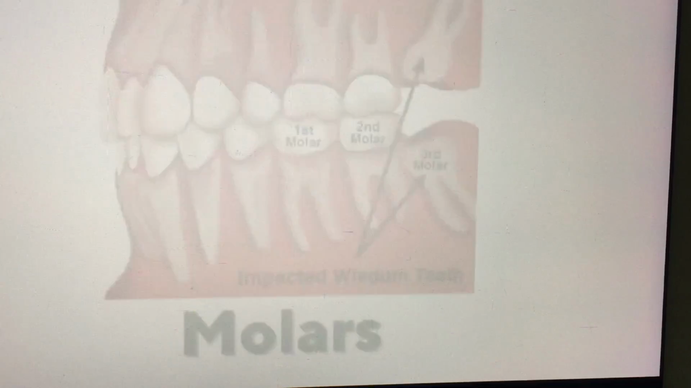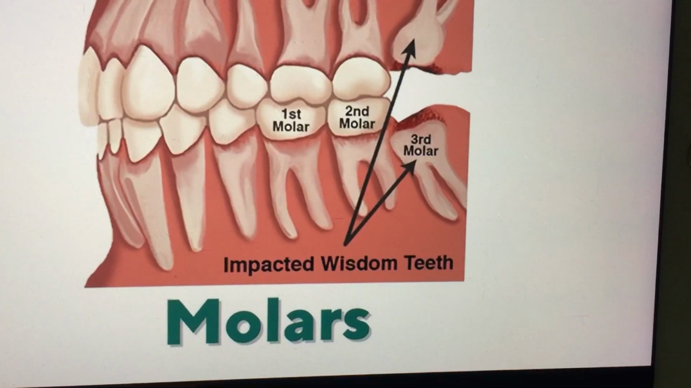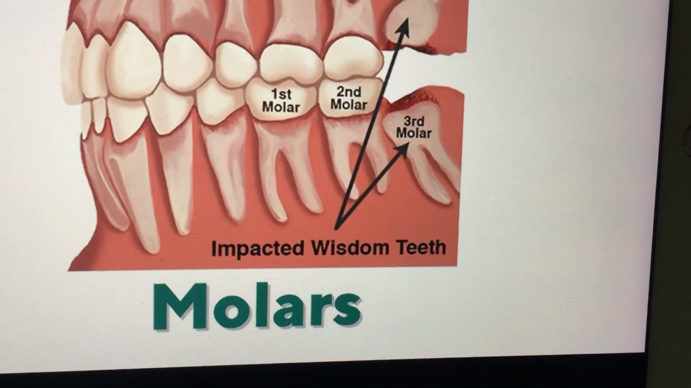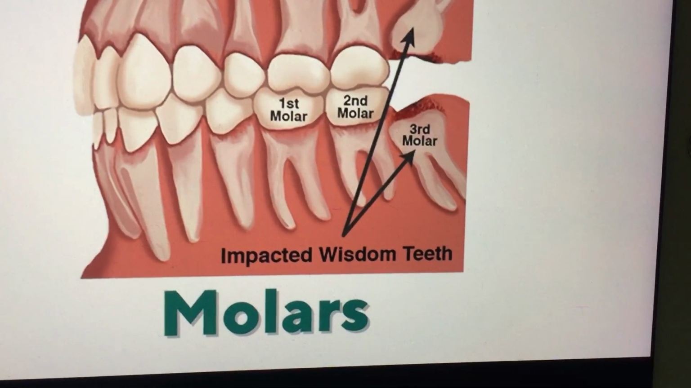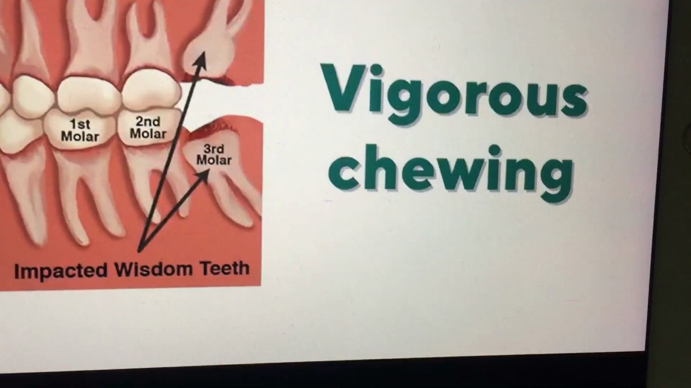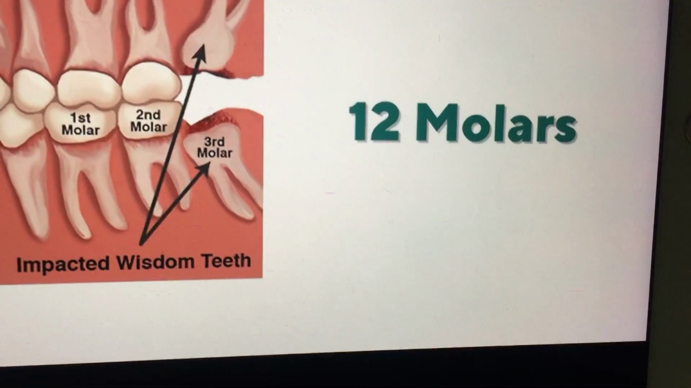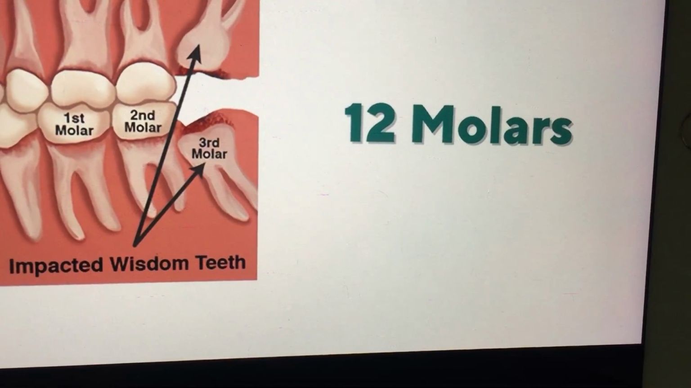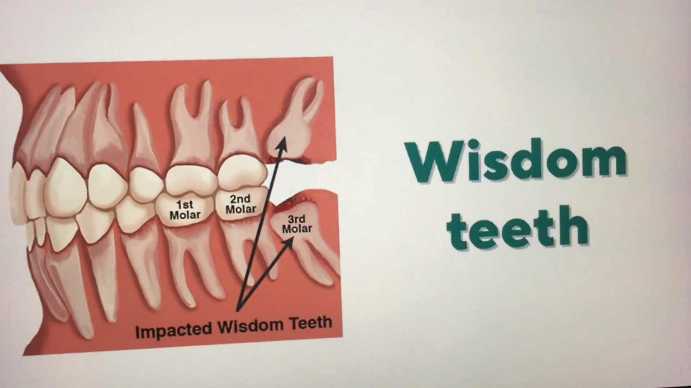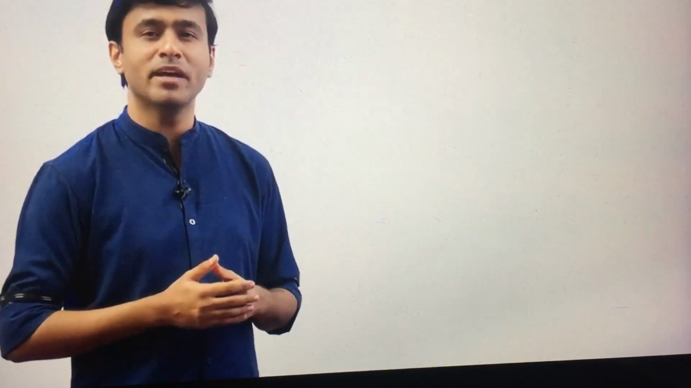Behind the premolars are the molars. The molars help us in vigorous chewing. There are 12 of them, 6 on each jaw. The molars include the wisdom teeth. These teeth come between the age of 17 and 25. Some people have 4 of them, some have fewer.